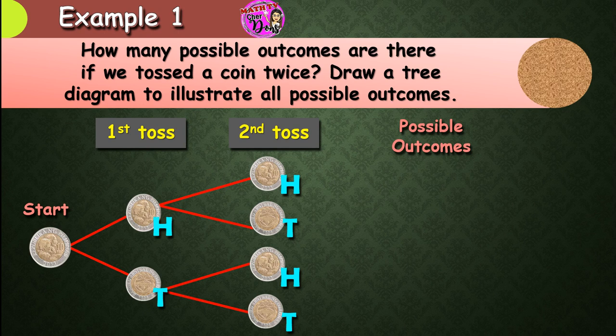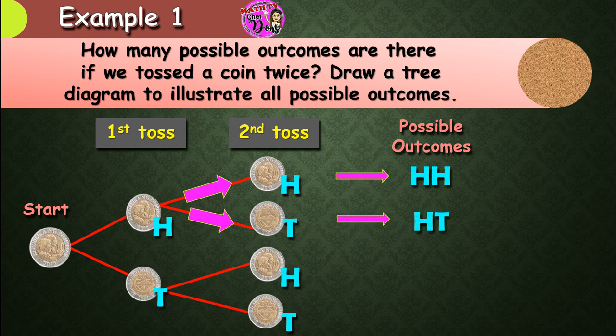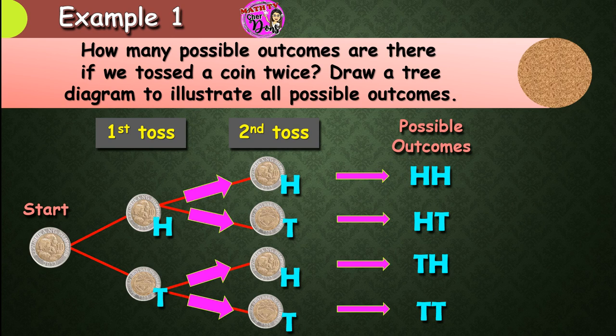First outcome is head on the first toss, then head again on the second toss. Another is head on the first toss and tail on the second toss. Then, we can also get tail on the first toss and head on the second toss, or tail on the first toss and tail too on the second toss. Now, we clearly see that we have four possible outcomes in tossing a coin twice.